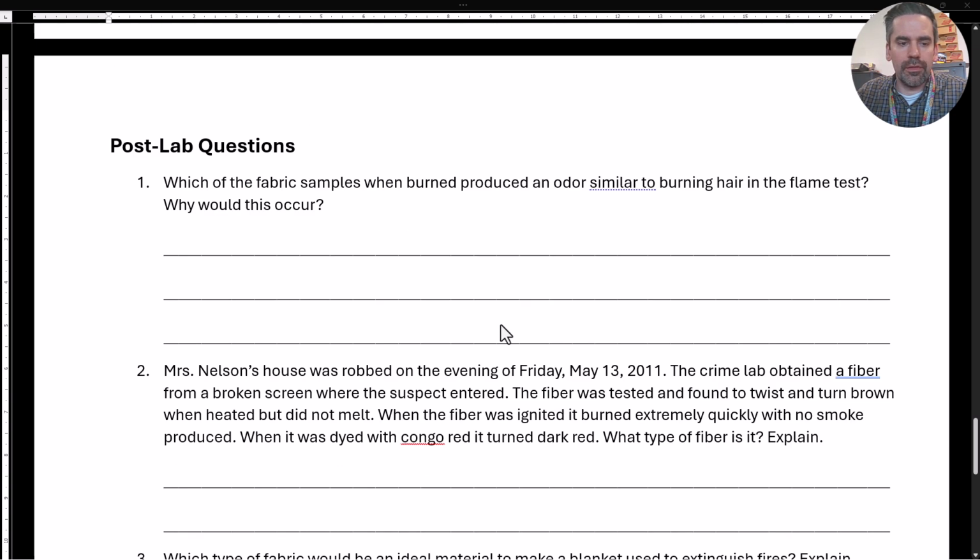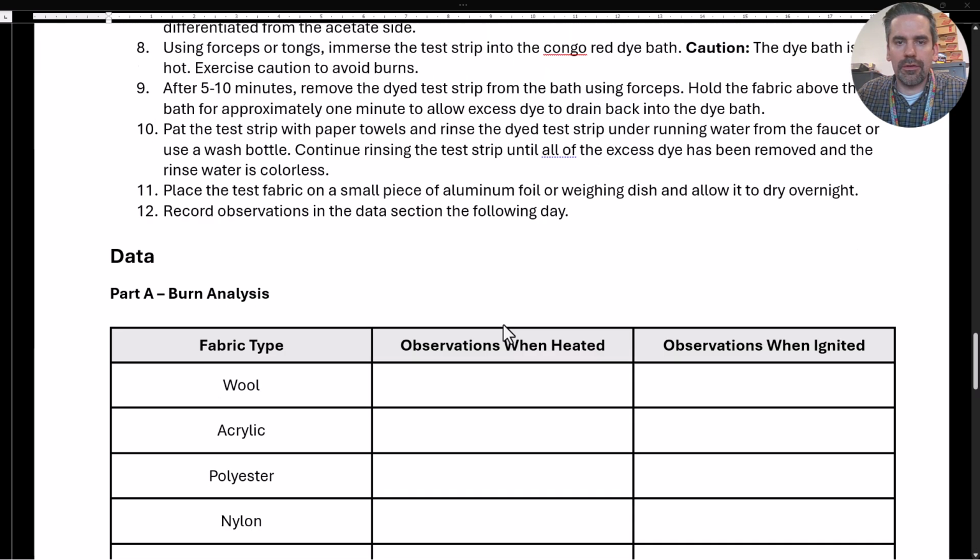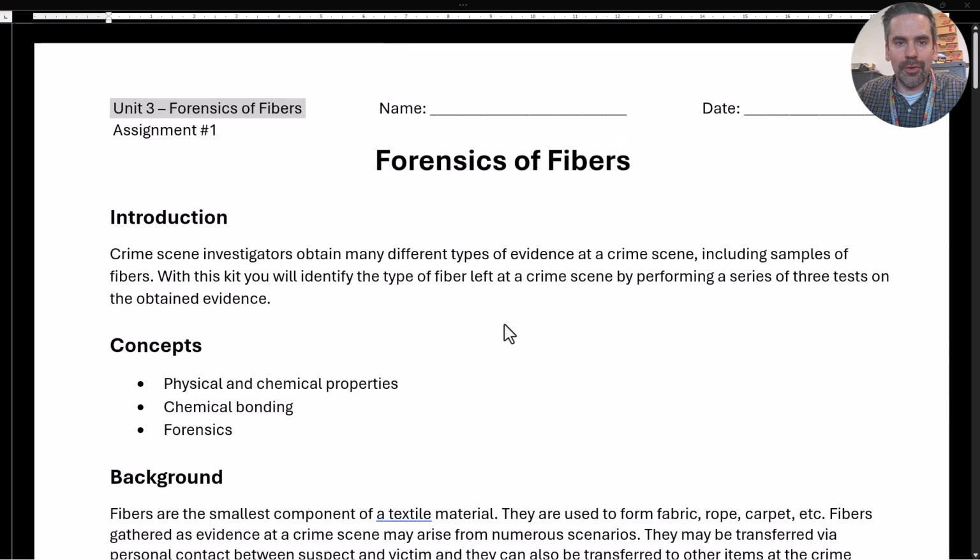And then after you're done, there are post-lab questions that you should answer. And that's it. Go ahead and have some fun.